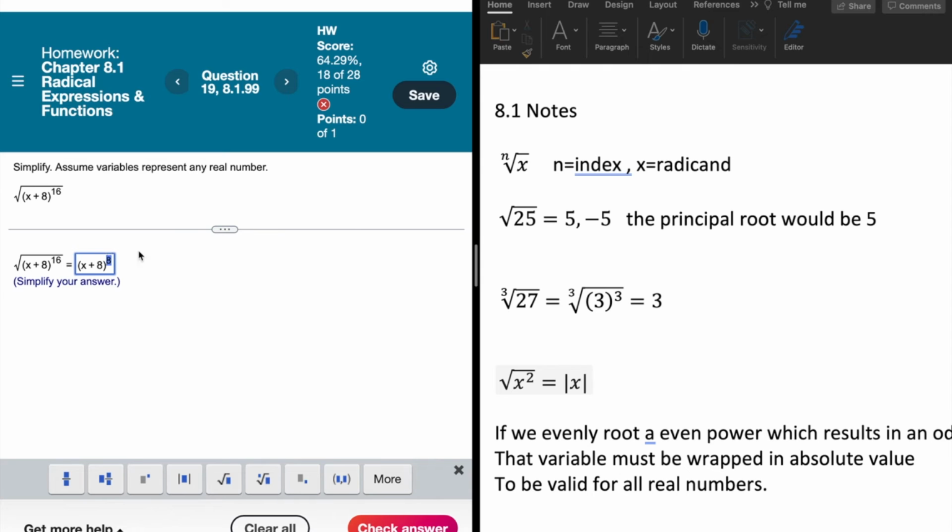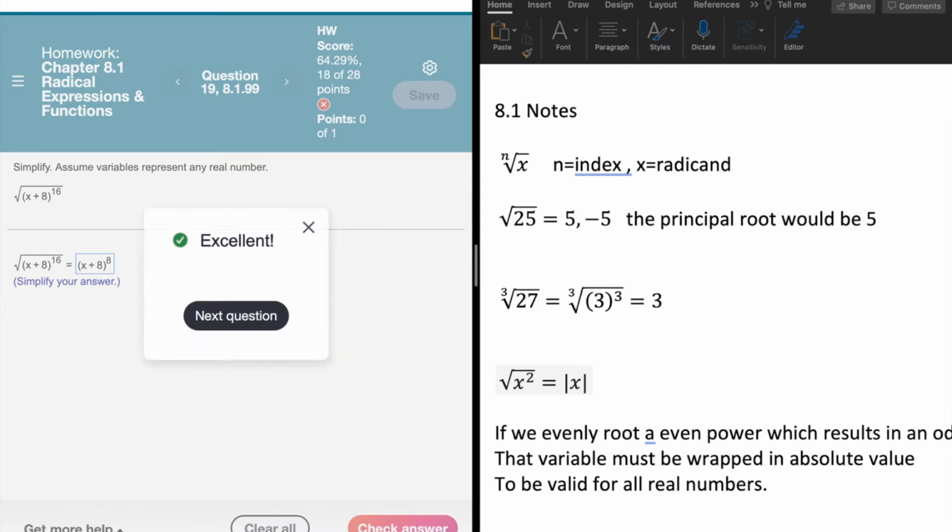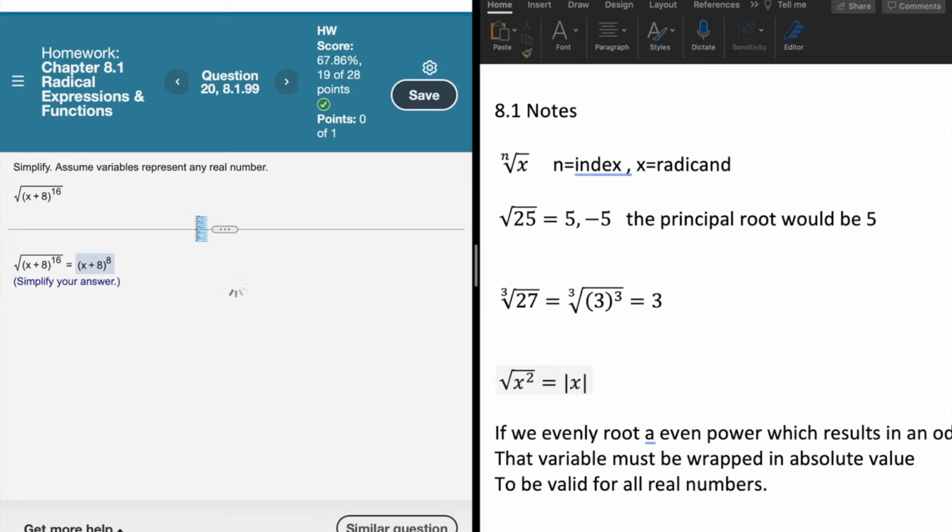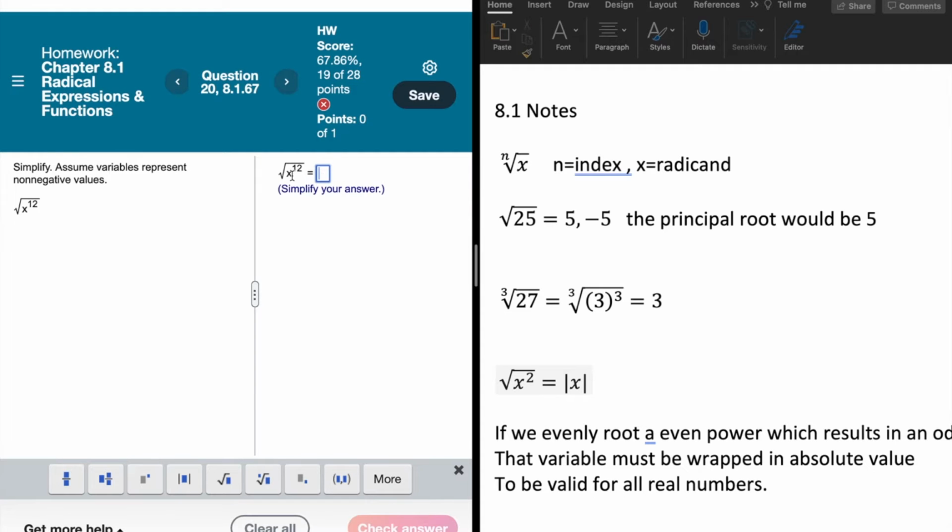Power is still 8, an even power. All right. Same idea here. Now this time I wouldn't need absolute values either way because it says already assume variables represent non-negative values. So even if I was evenly rooting an even number which resulted in an odd power, I wouldn't need absolute values anymore, but that actually becomes an even power anyways.